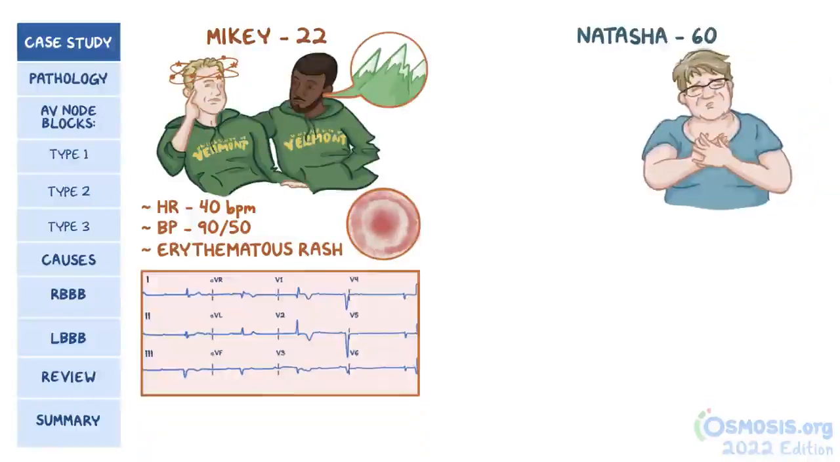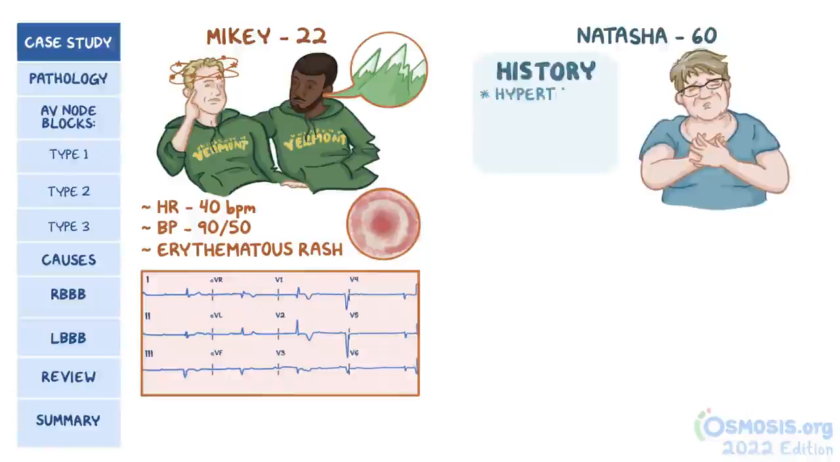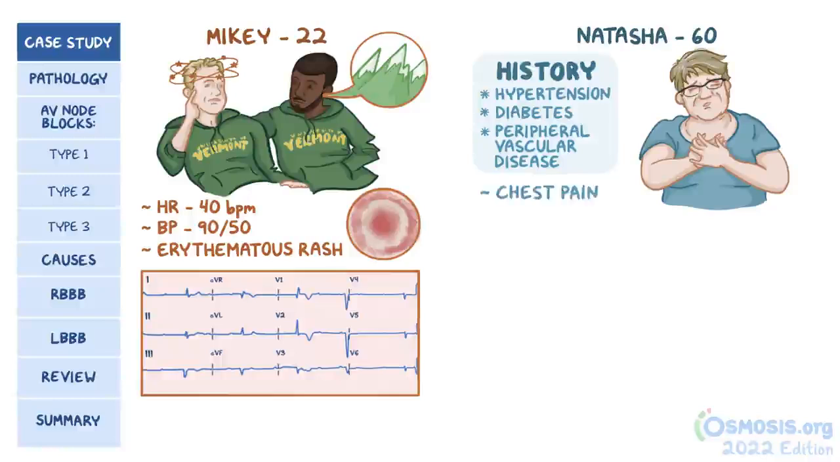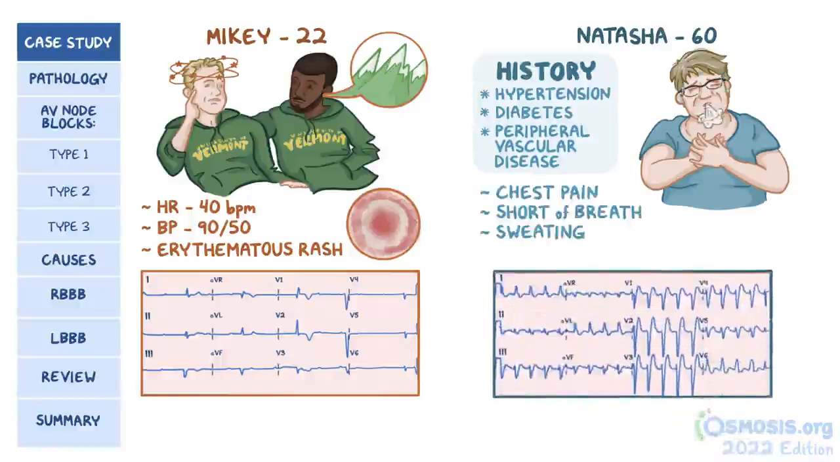Natasha is a 60-year-old female with chronic hypertension, diabetes, and peripheral vascular disease who comes to the emergency room complaining of sudden onset, squeezing retrosternal chest pain accompanied by shortness of breath and sweating. Her ECG is as follows. On laboratory evaluation, her troponin levels are significantly elevated.